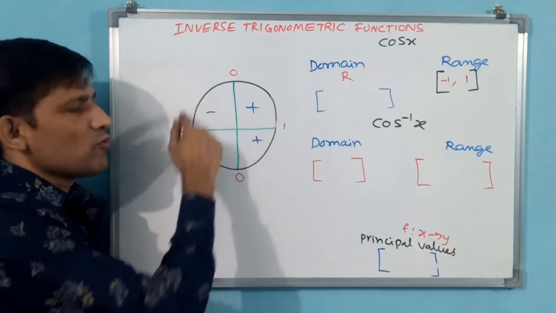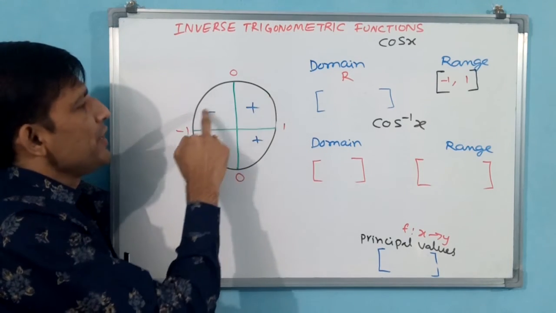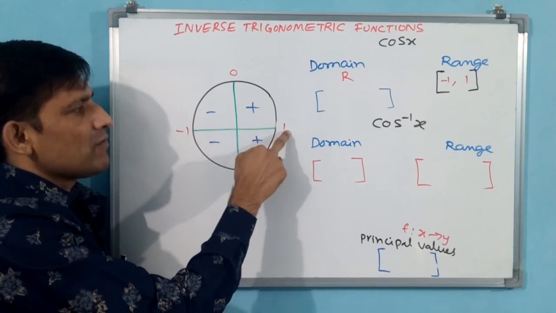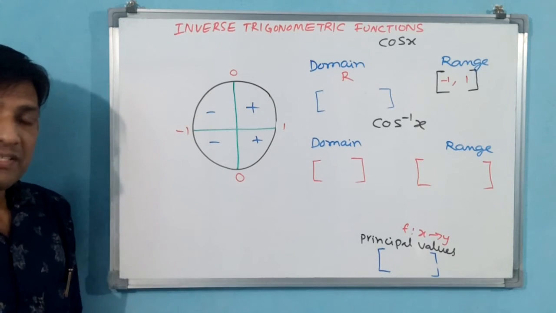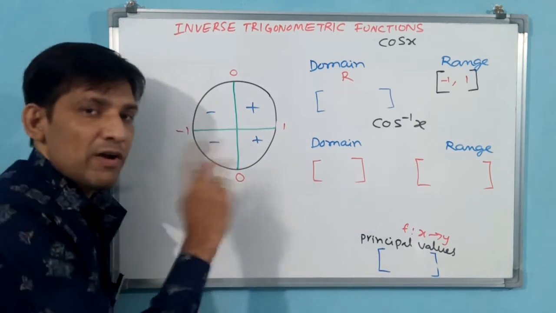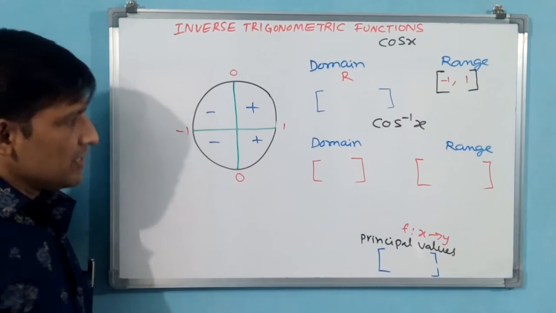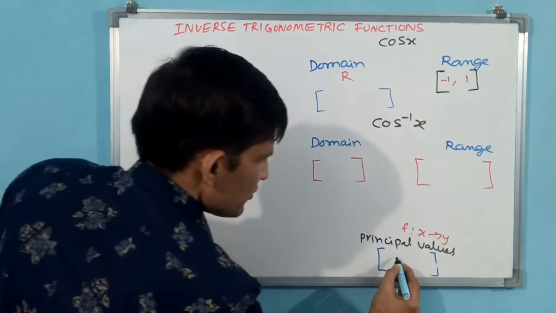If we take 0 to pi, you see positive 1 by 2, negative 1 by 2. Only one time 0, only one time 1, another time minus 1. All values are different. That means it is going to give one function. If you take 0 to pi, then the principal value I can take is 0 to pi.